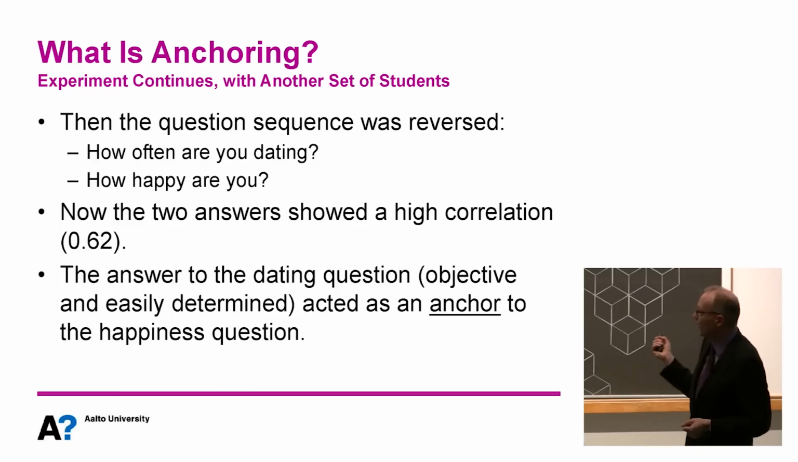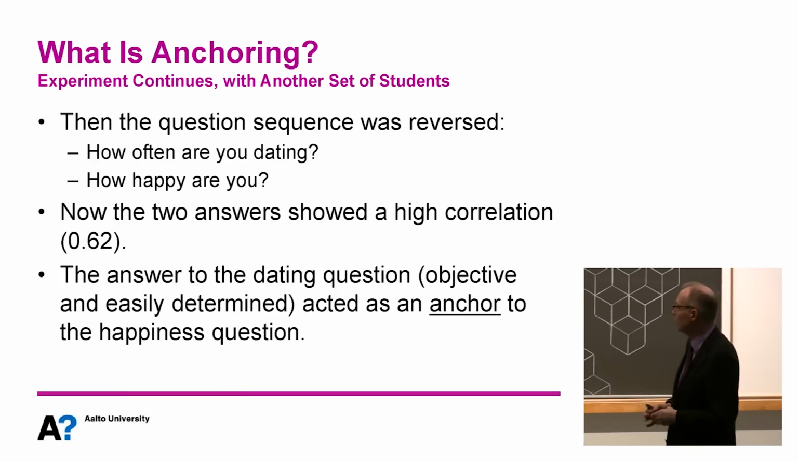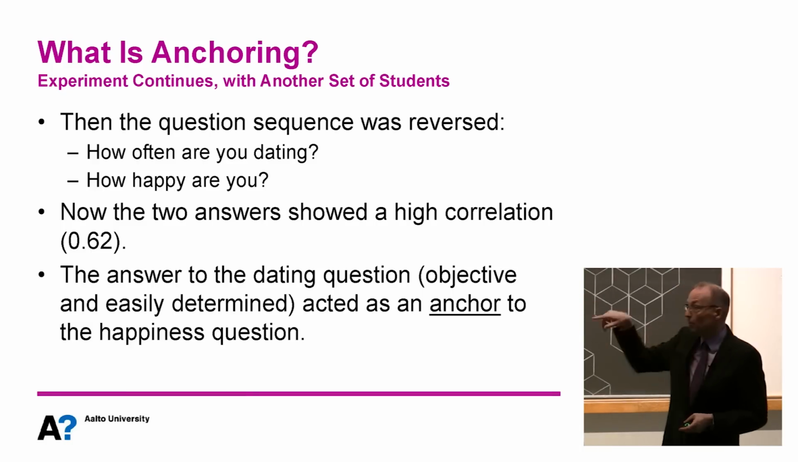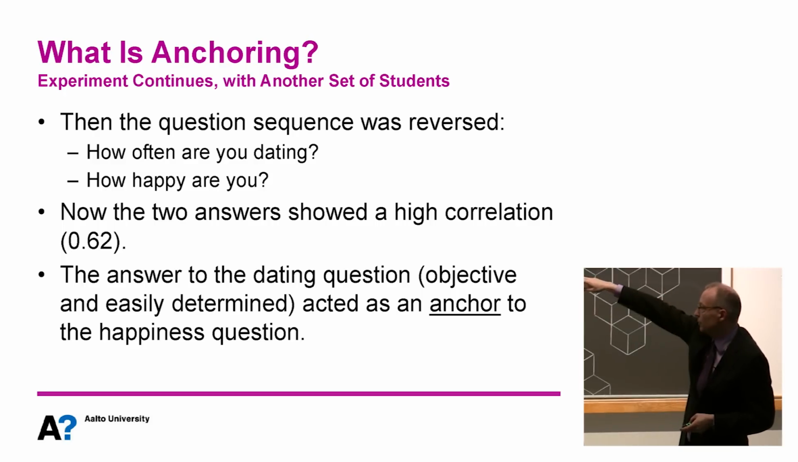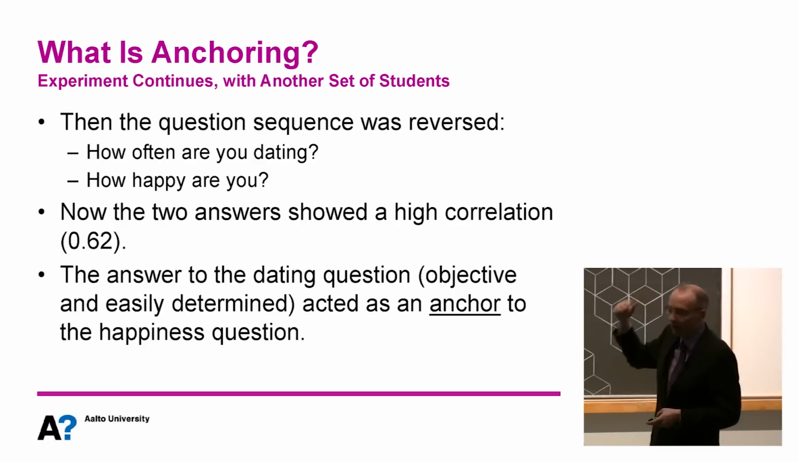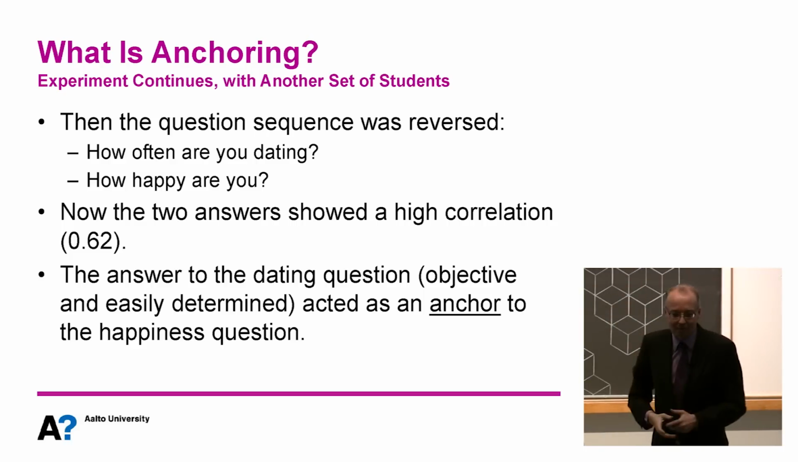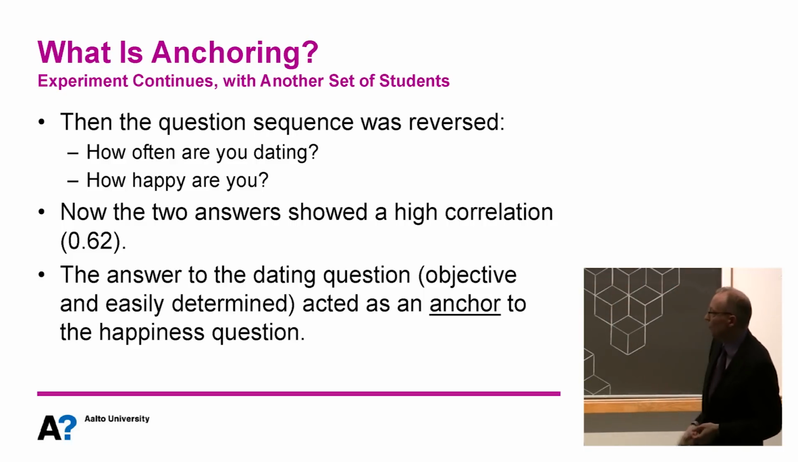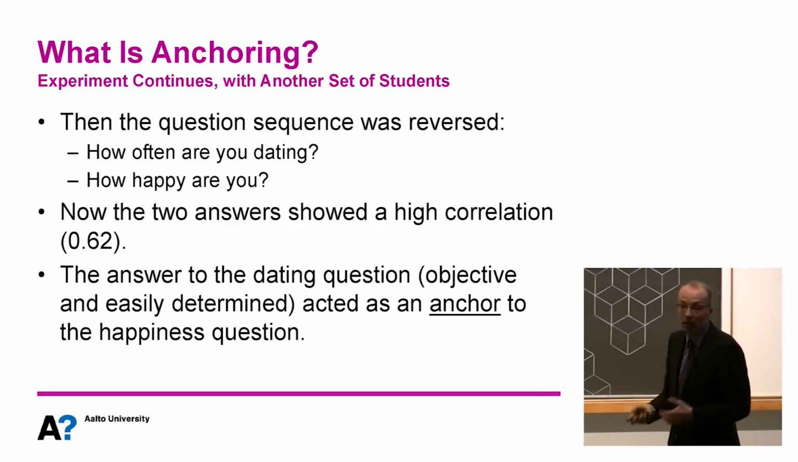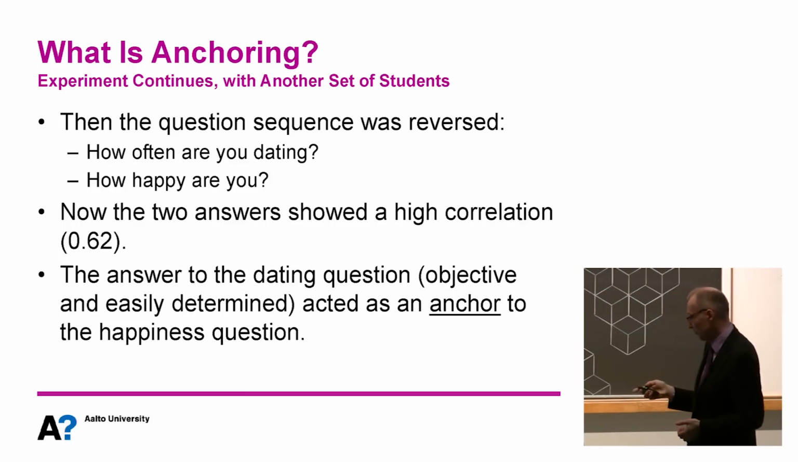So how often are you dating? And then you are being asked, how happy are you? And suddenly the correlation jumps from 0.11 to 0.62. So the first question is kind of a leading question. First you are asked whether you are dating. Well, dating is kind of fun. I must be happy because of that. And that leads to a high correlation. So the dating question acted as an anchor to the happiness question in this example.